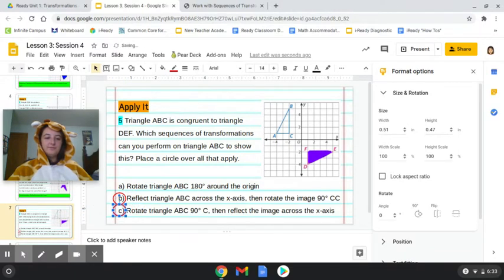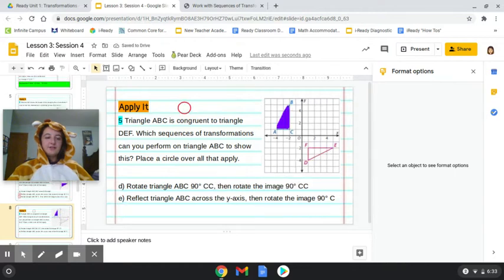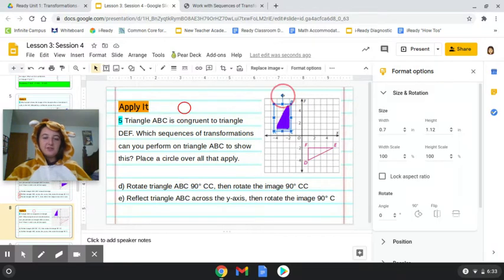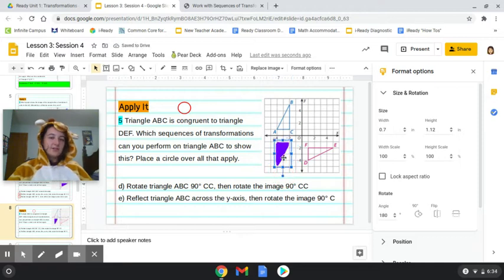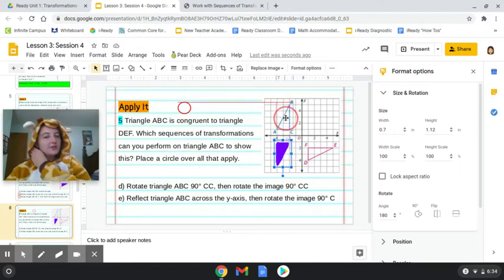Next we have D and E. So D asks us to rotate this 90 degrees counterclockwise. So remember that's the same as 270, which moves it to right here. And then it's asking us to rotate it 90 degrees counterclockwise, which would move it to here. So that does not work.